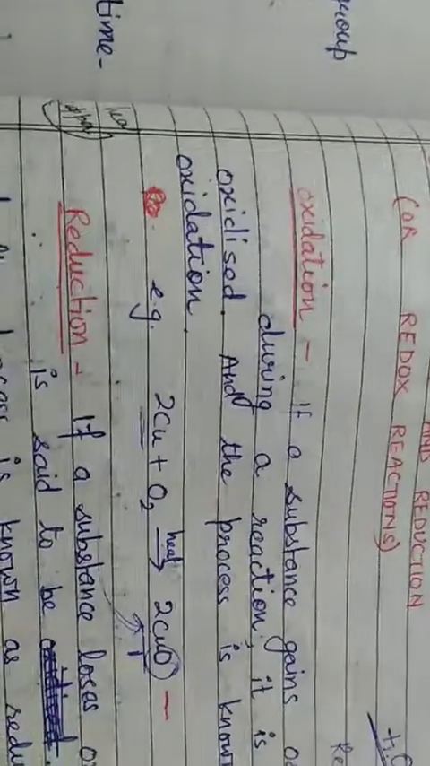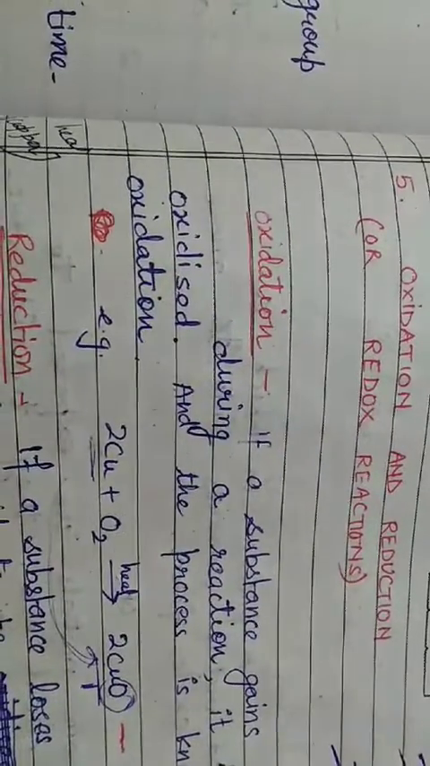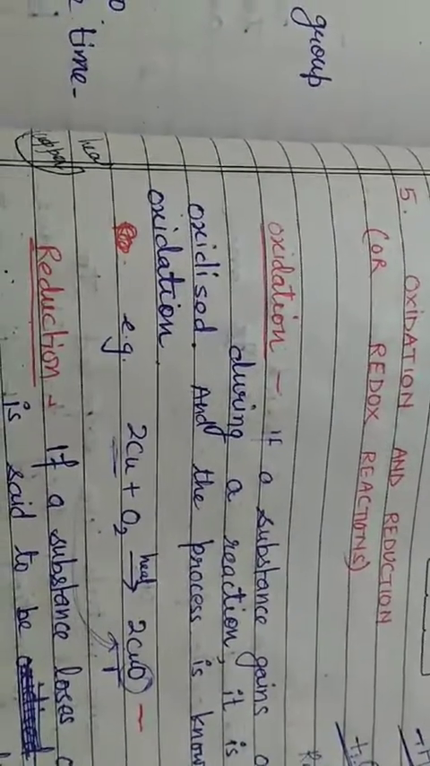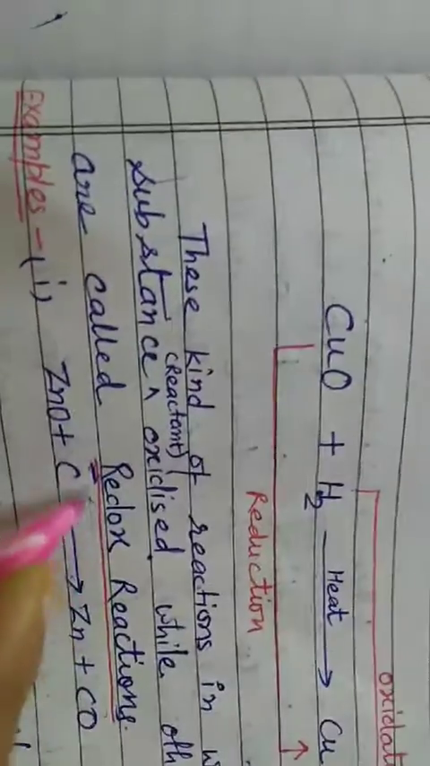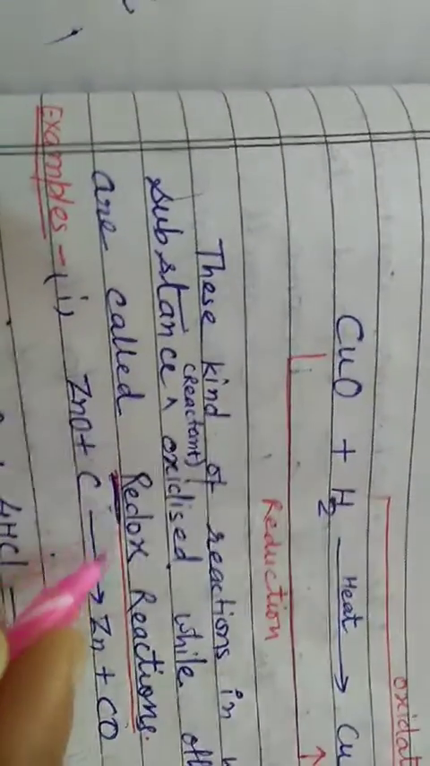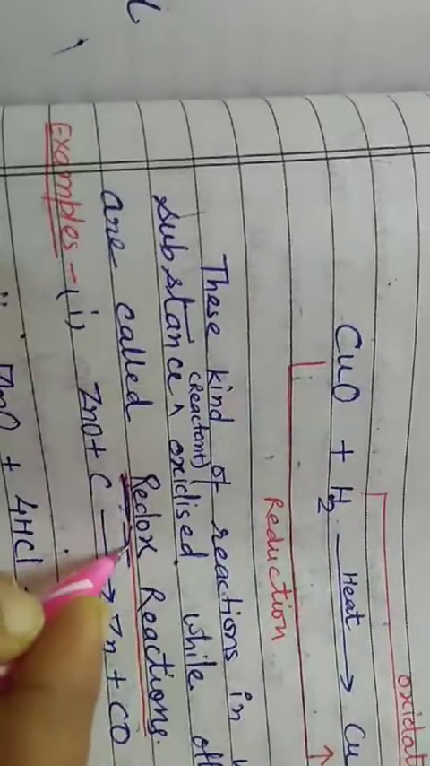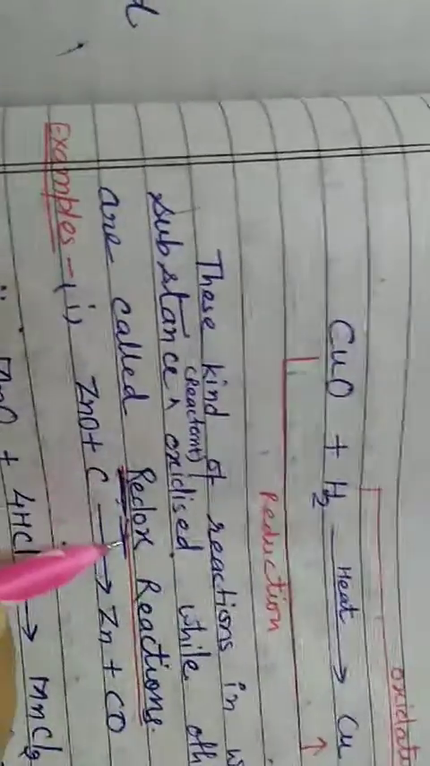Now, what are redox reactions? Some of the reactions, when they take place, oxidation and reduction simultaneously take place in those reactions. So in that case, those reactions are combinedly called the redox reaction. Re is from reduction, and ox is from oxidation, right? So redox combinedly.